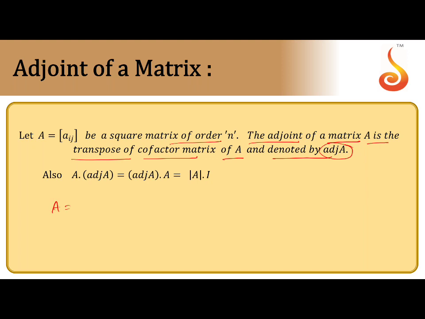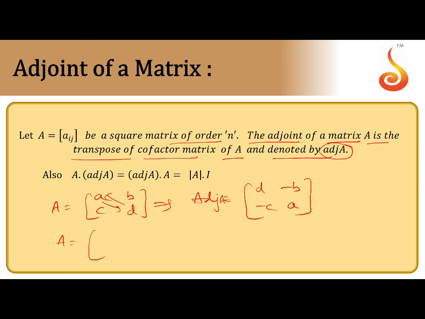If it is a 2 by 2 matrix, how do we find the adjoint directly? For a matrix with entries a, b, c, d, just remember the formula: the adjoint is d, minus b, minus c, a. That is, interchange the principal diagonal elements and change the signs of the other elements. For example, A equal to 1, 2, 3, 4. Then adj A will be 4, minus 2, minus 3, 1. That is the adjoint of the matrix.